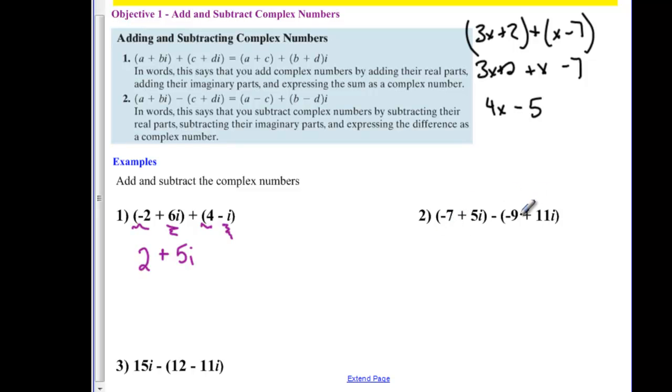All right, for number 2, I'm going to actually take a second to do the next step. What's the next step going to be? Yeah, we're going to distribute that negative, right? So we have negative 7 plus 5i.